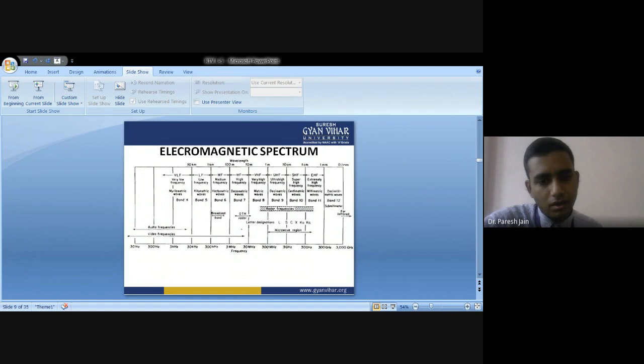The last band, which has a very high frequency, is 40 to 300 gigahertz, and this is known as the millimeter wave frequency band. In this band the wavelength is very small, in millimeters, and the frequency is up to 300 gigahertz. So this is all about the frequency of radar, the different frequency bands, and the nomenclature of radar governed by the International Telecommunication Union.